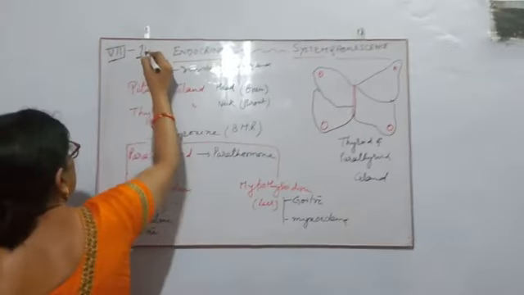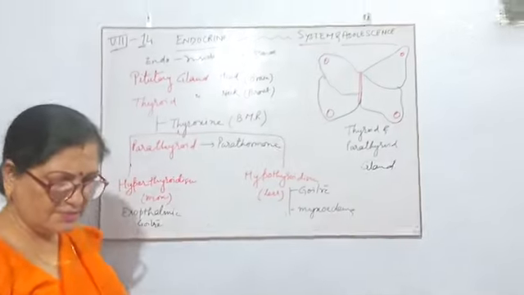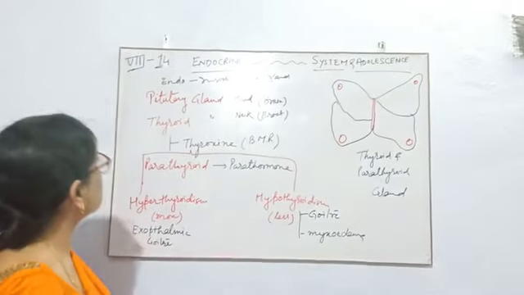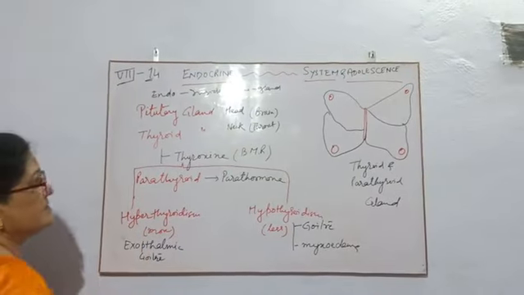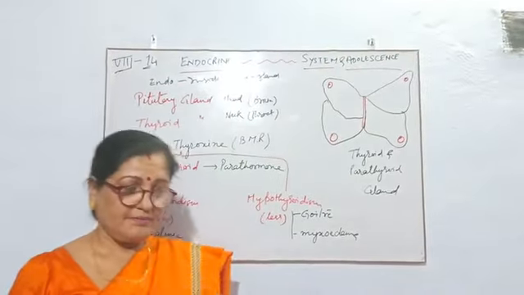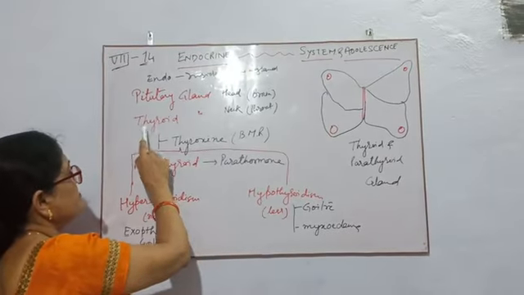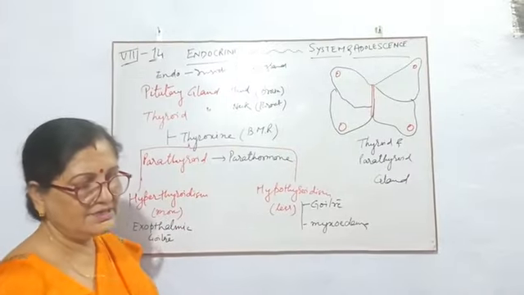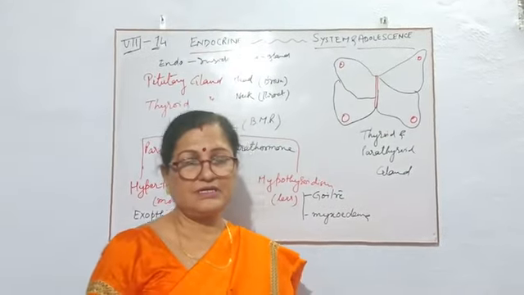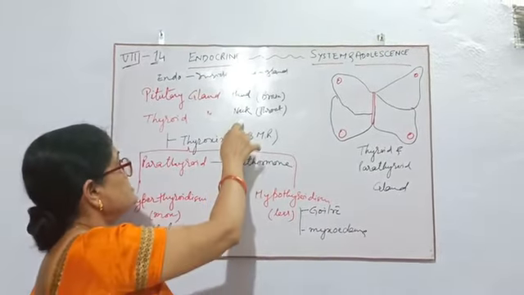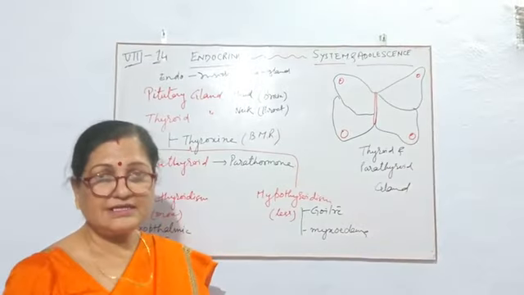So today I will continue the same chapter, but today I will discuss another gland, that is the thyroid gland. Before, I taught about the pituitary gland, now I will discuss the thyroid gland. The thyroid gland, according to the figure, is present in the neck region, that is the throat region.